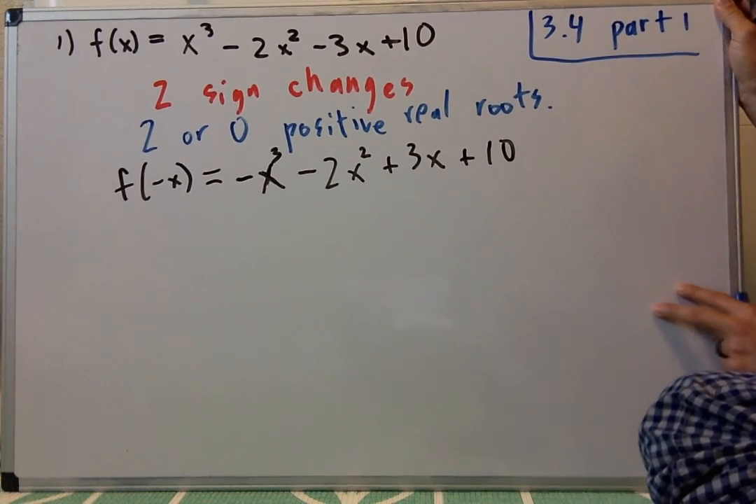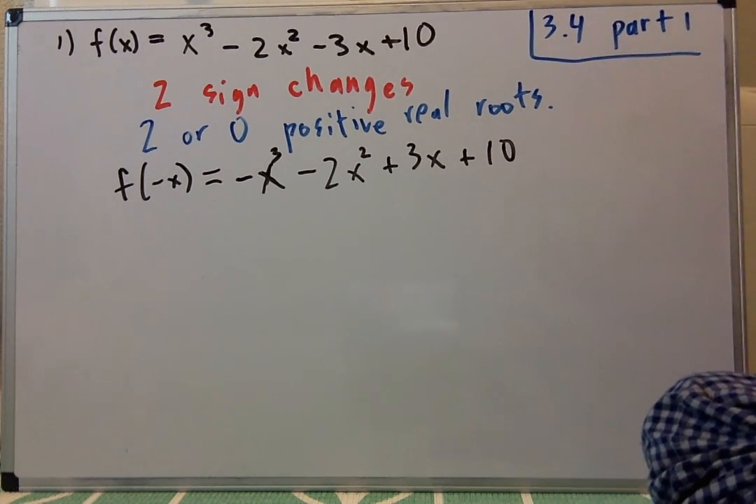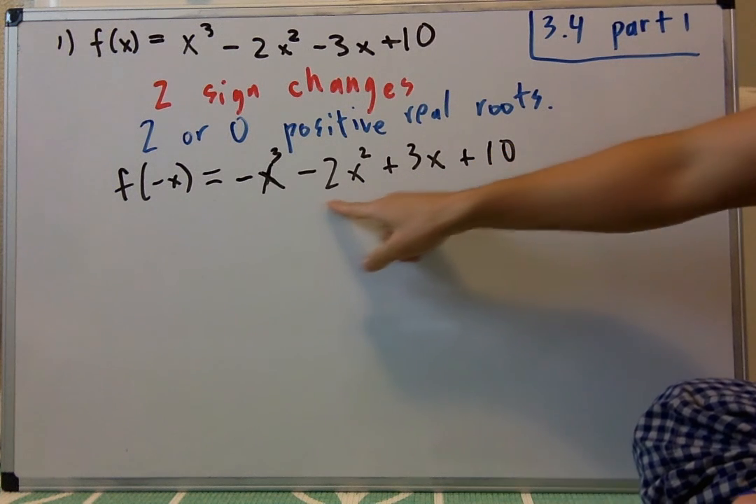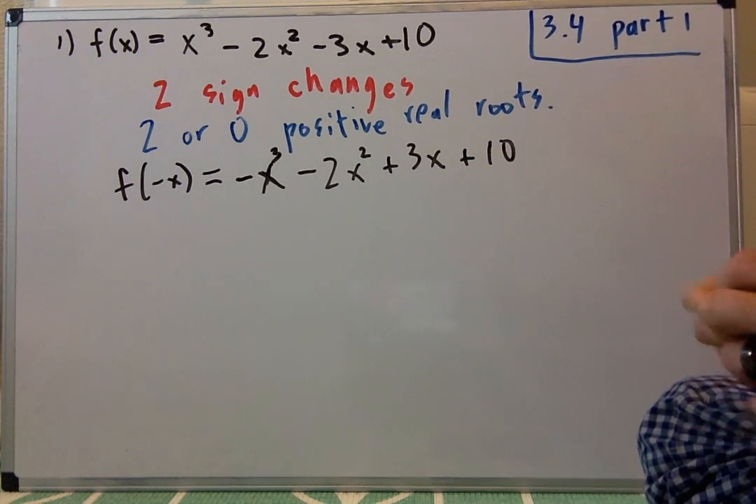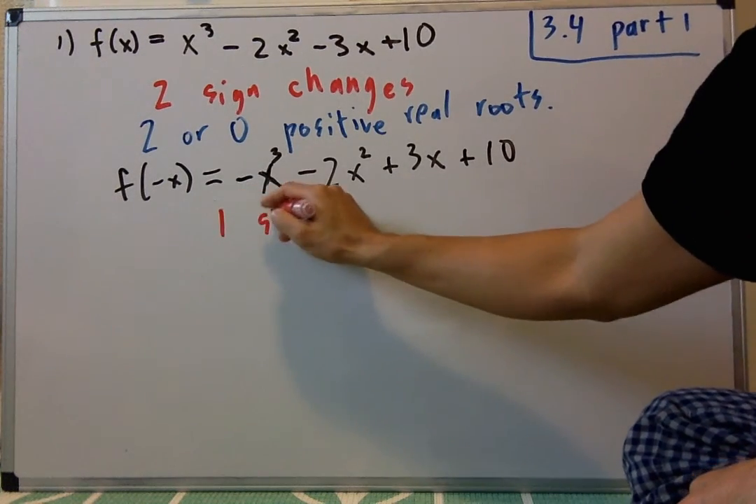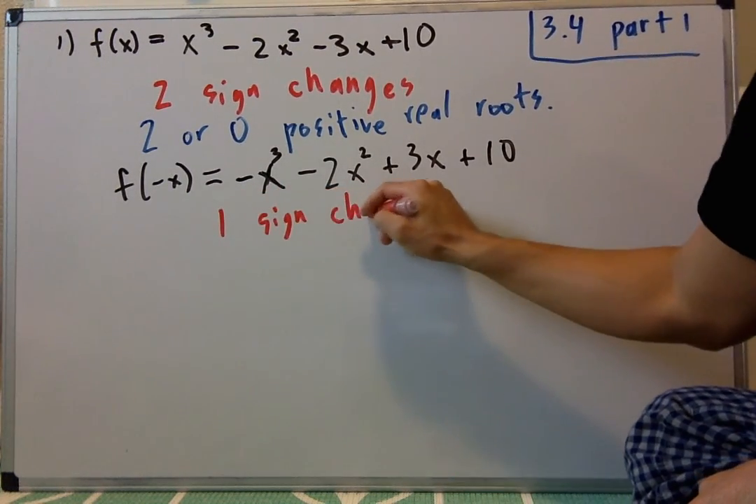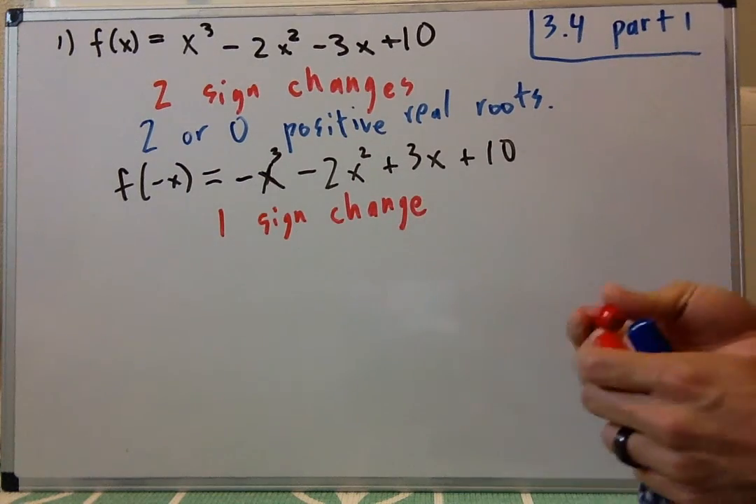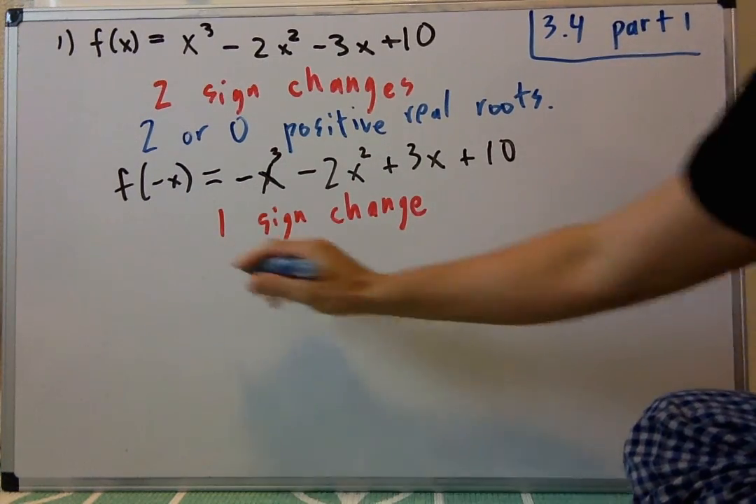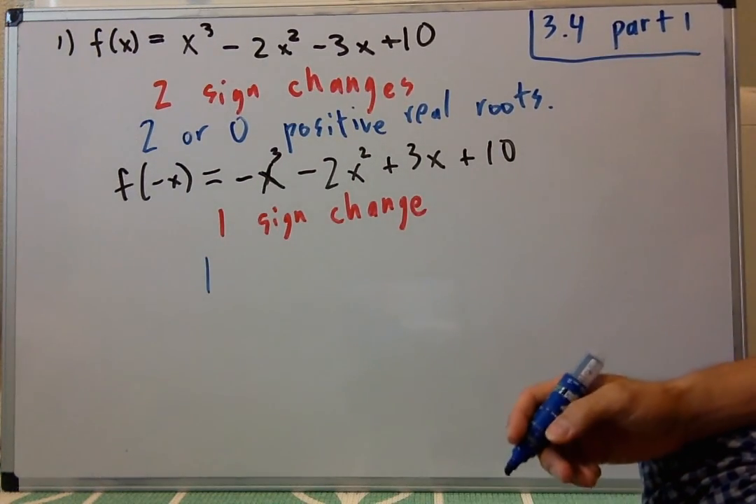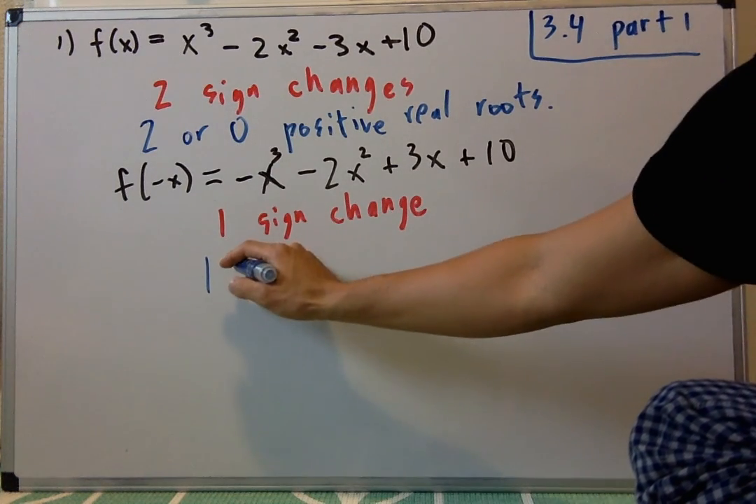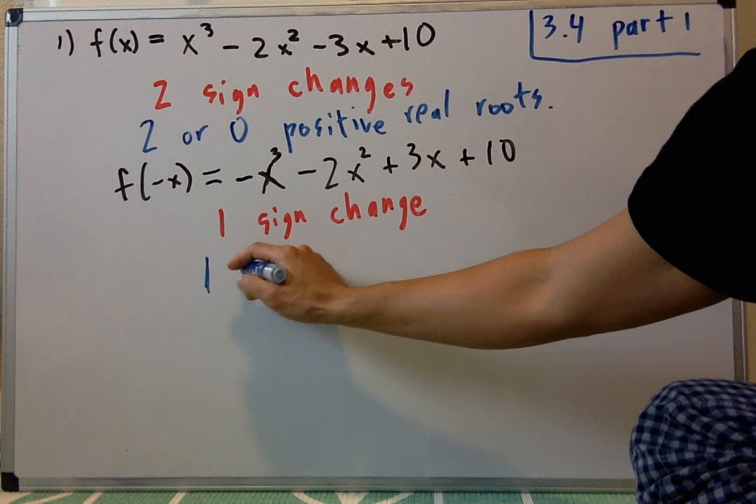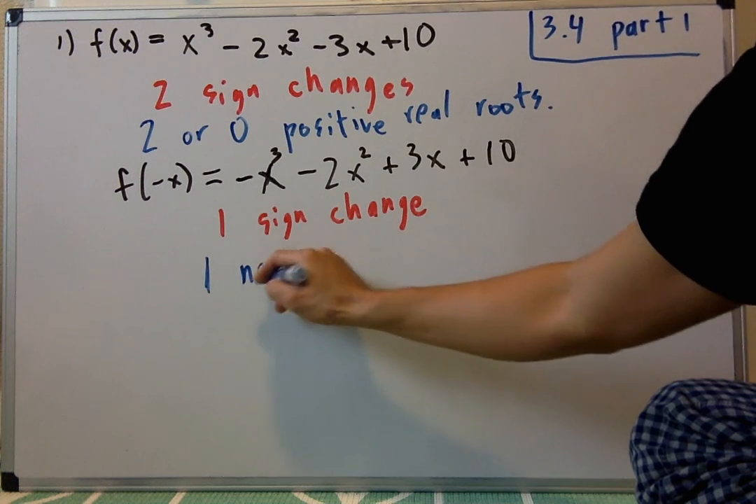Let's see how many sign changes that was. Starting from negative, nothing, staying negative, switch to positive, and that's it. So that means there's one sign change. That means one negative real root. And if I subtract 1 by 2, then I'm negative, so that doesn't make sense. So it's only one possibility. There's one negative real root.